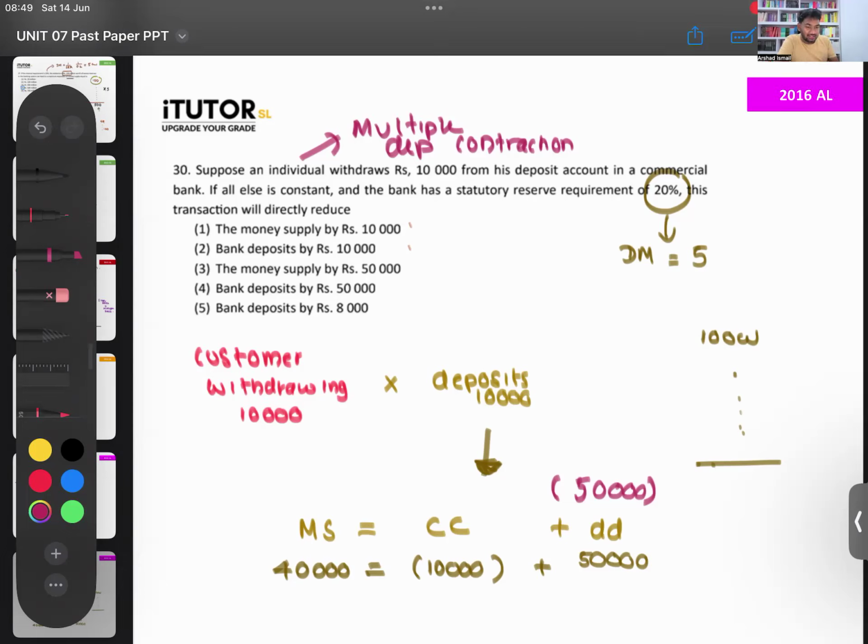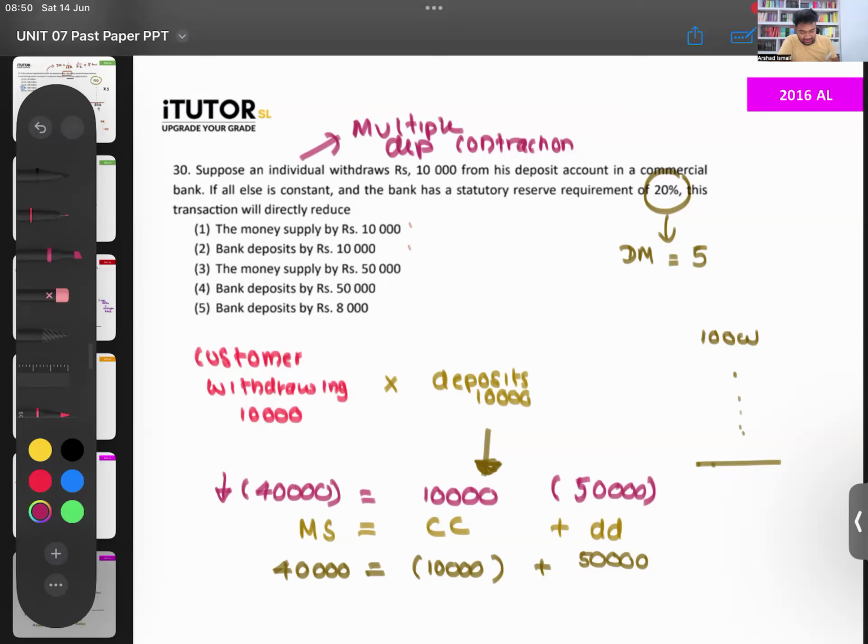And as a result, now the customer is withdrawing money. What do you think happens to currency held by public? Currency held by public will increase by 10,000. Now he's withdrawing that 10,000, so it increases by 10,000. So overall, what happens to money supply? Demand deposits will fall by 50. Currency held by public will increase by 10. Money supply will fall by 40,000. So it's a negative 40,000.